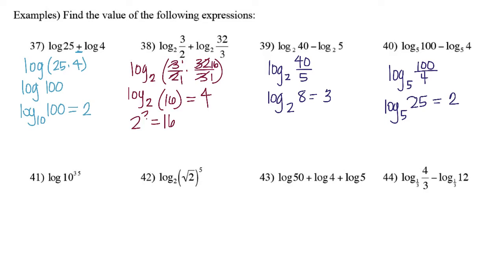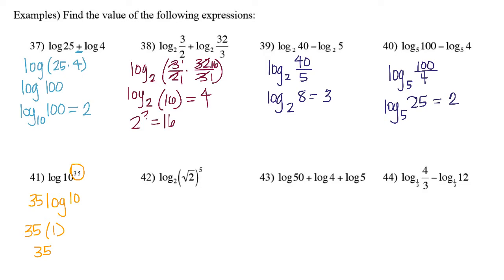Okay, with our next problem, notice that we have an exponent of 35. So that exponent needs to be moved down to the front. And so that's going to be 35 times log base 10 of 10. And log base 10 of 10 is just 1. So 35 times 1 is 35.